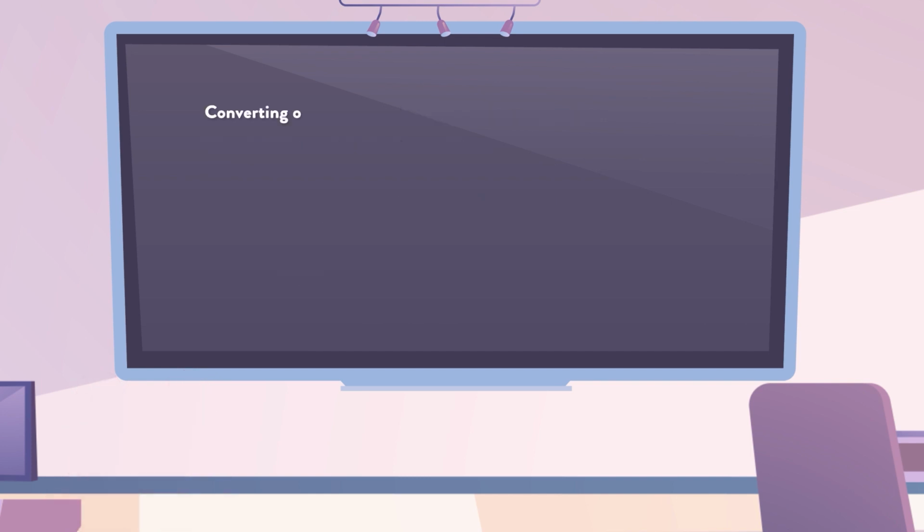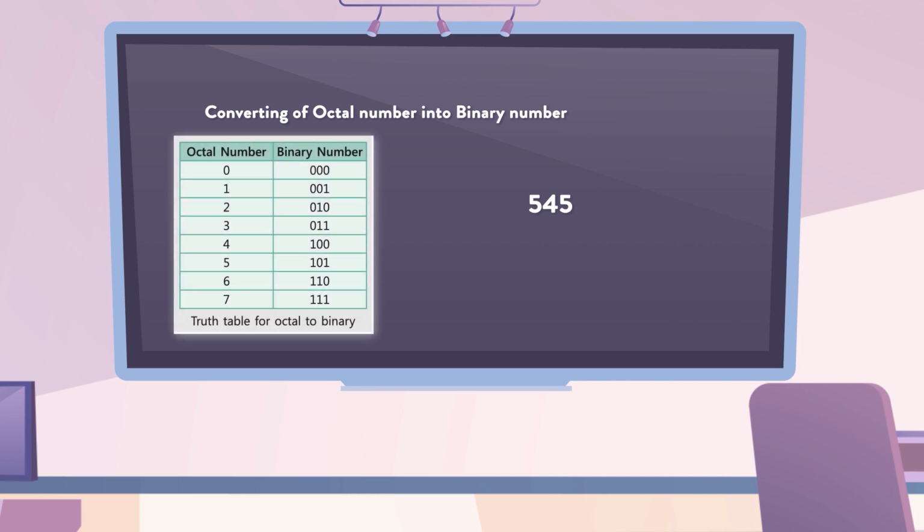Now on to the converting of octal number into binary number. To do that, let us convert the octal number 545 to its corresponding binary by referring to the truth table. Using it, you will get this. 545 in base 8 is equal to 101 100 101 in base 2.